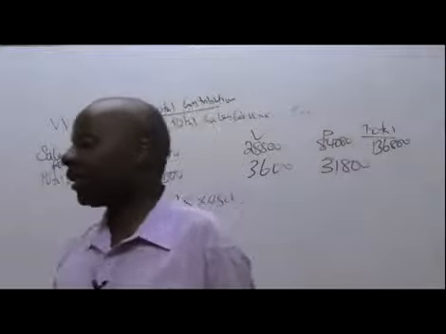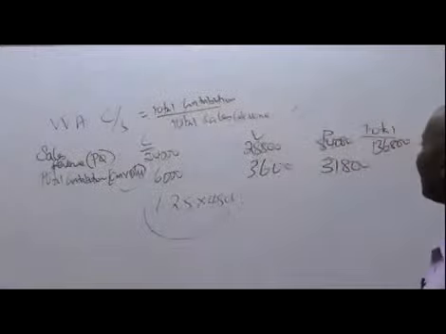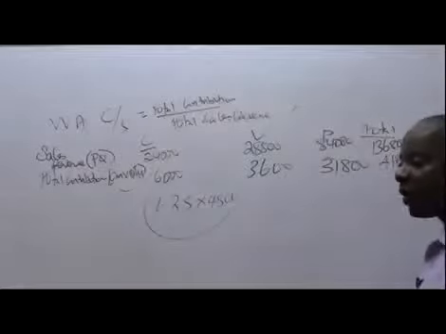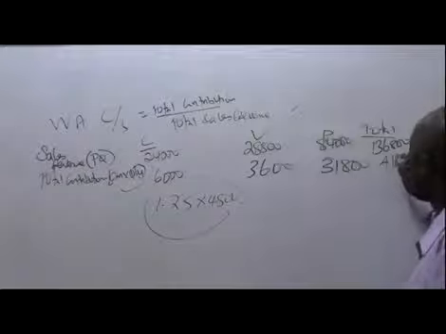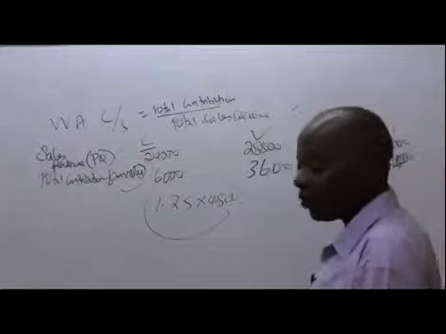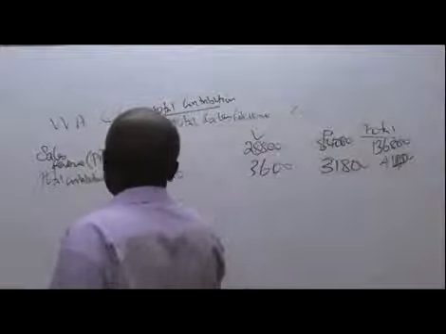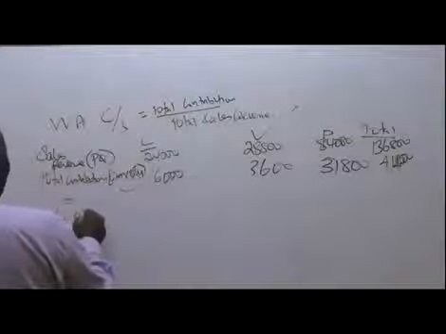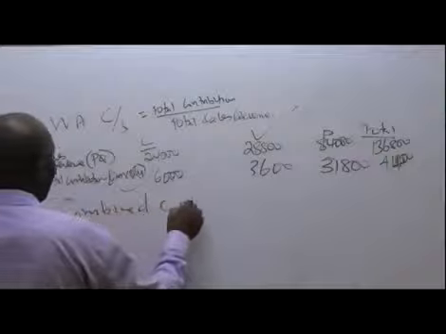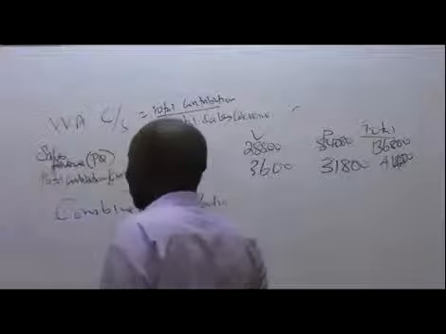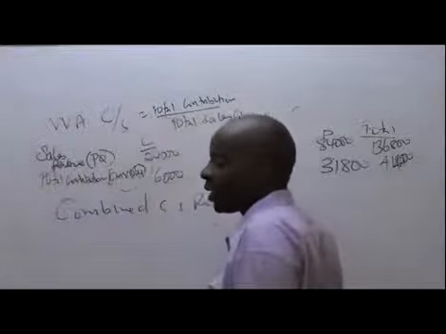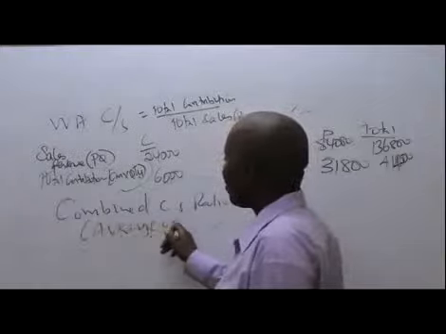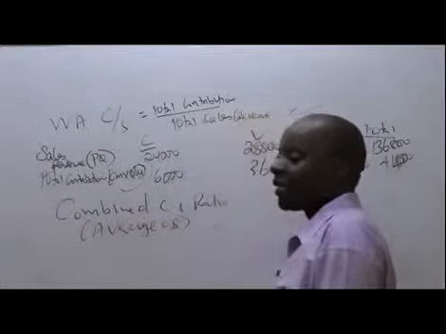Okay, great. Thank you very much. I've seen somebody giving me the total contributions to be 41,400. Thank you very much. Now, the moment I've gotten this, I can comfortably get the combined CS ratio, or basically the average CS ratio.